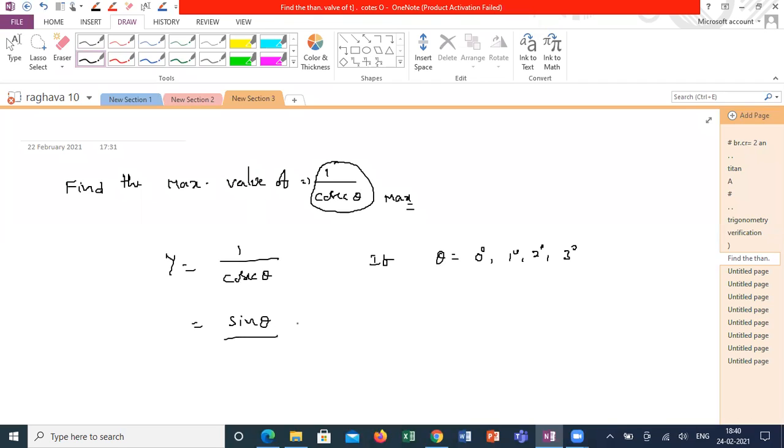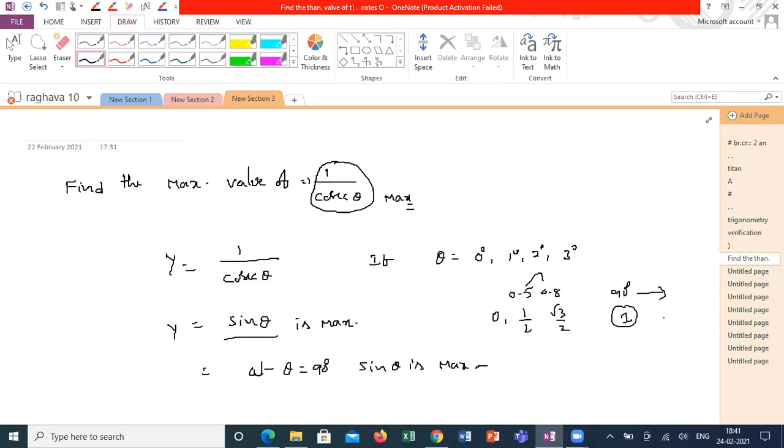So when sine theta is maximum, at what angle will you get the maximum value for sine? At theta equal to 90 degrees, sine theta is maximum, which is 1. It starts from 0, then you get 1 by 2, then root 3 by 2. So this is 0.5, this is about 0.8, and 1 by root 2 is in between. And at 90 degrees you get 1.